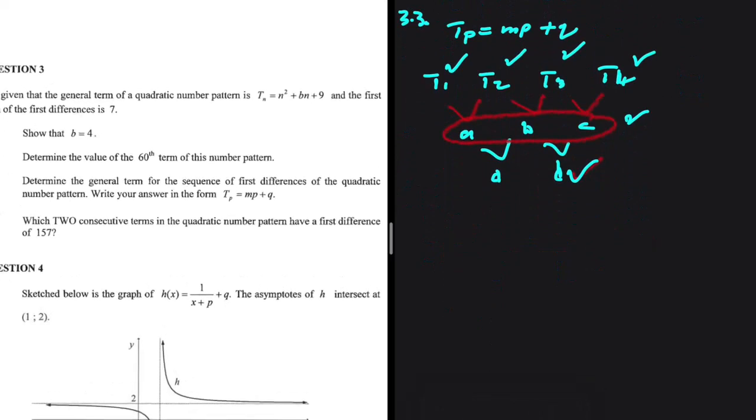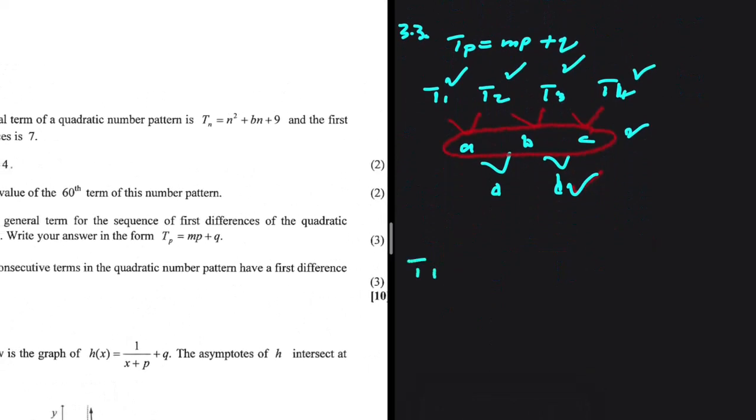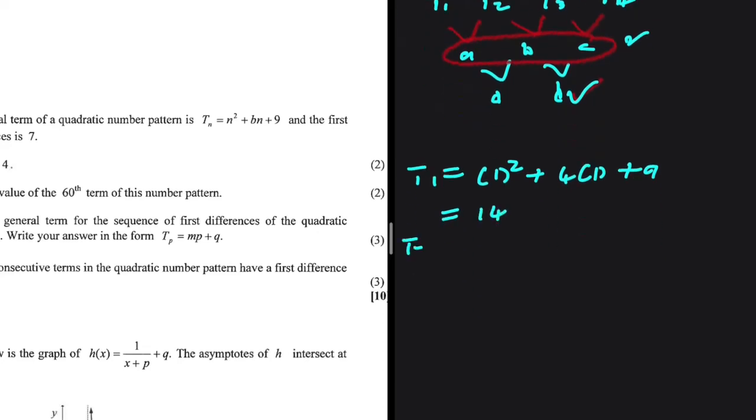So let's go ahead and find T1. T1 will be equal to 1 squared plus 4 multiplied by 1 plus 9. This is equal to 14. While T2, on the other hand, will be equal to 2 squared plus 4 multiplied by 2 plus 9. This is equal to 21.